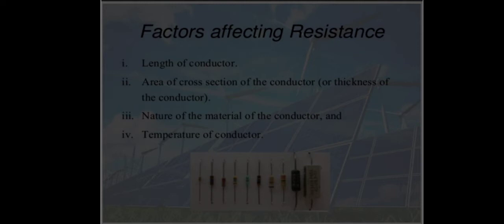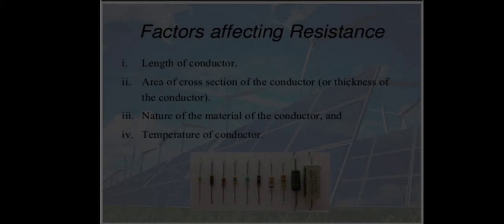So again I will tell you, area of cross section of a conductor. If the area of cross section of the conductor increases, then resistance decreases. If the area of cross section of the conductor decreases, then the resistance increases. So resistance is inversely proportional to the area of the cross section of a conductor. So the formula is R proportional to L by A. Okay, remember.